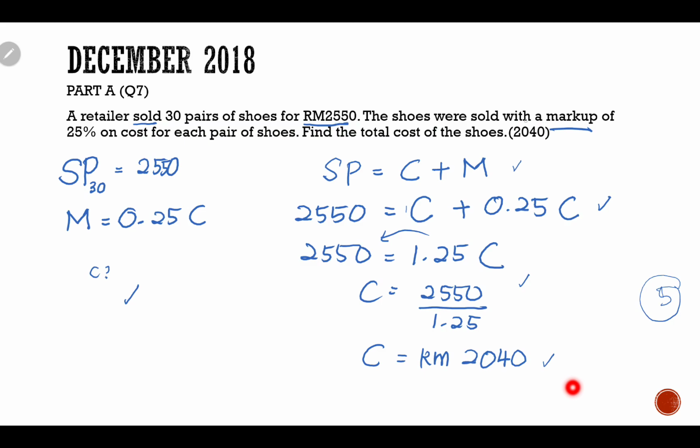Okay, and then for December 2018, a retailer sold 30 pairs of shoes for 2,550 ringgit. The shoes were sold with a markup of 25% on cost for each pair of shoes. Find the total cost of the shoes. So we have the selling price for 30 shoes, 2,550, with a markup of 0.25 of the cost. To find the total cost, write the formula selling price equals cost plus the markup, and then substitute and solve. You'll get the answer cost equals 2,040 ringgit. This is the cost of 30 shoes.